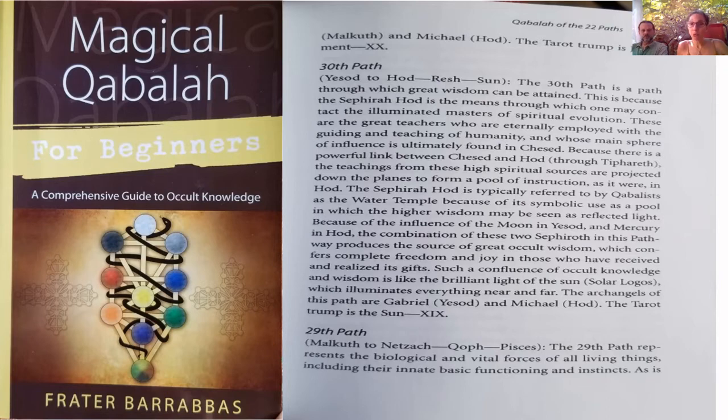Because of the influence of the moon in Yesod and the Mercury in Hod, the combination of these two Sephiroth in this pathway produce the source of great occult wisdom, which confers complete freedom and joy in those who have received and realized its gifts. Such a confluence of occult knowledge and wisdom is like the bright light of the sun, the solar logos, which illumines everything near and far. The archangels of the path are Gabriel, who is specific to Yesod, and Michael, who is specific to Hod, and the tarot trump is the sun.